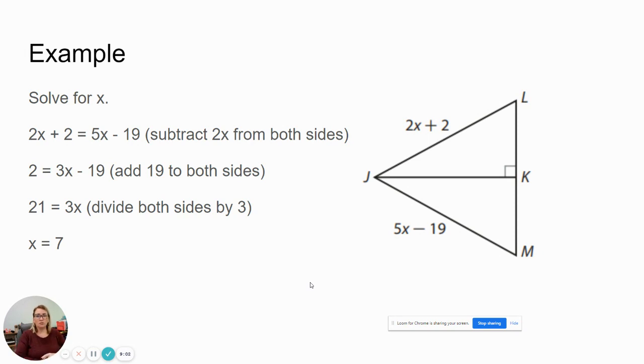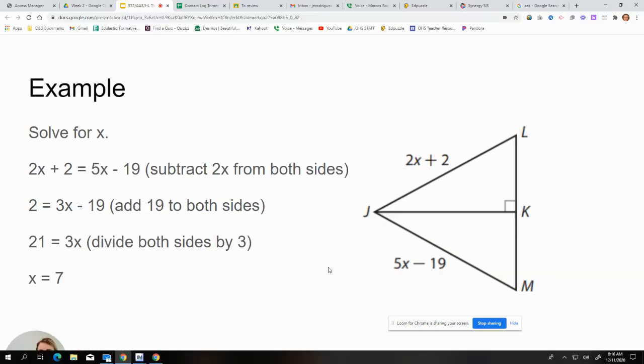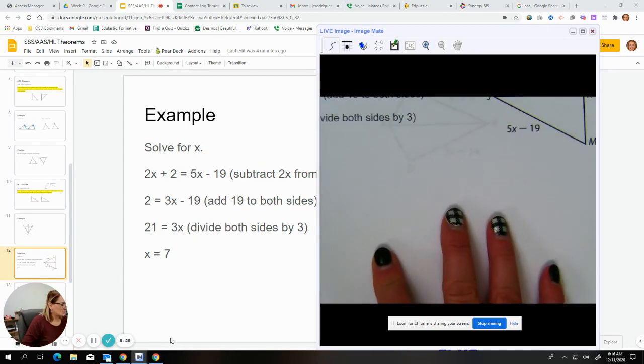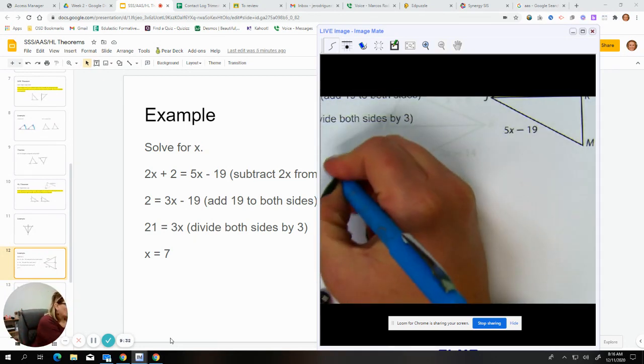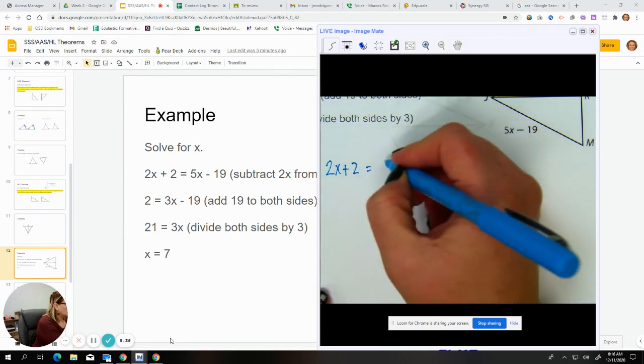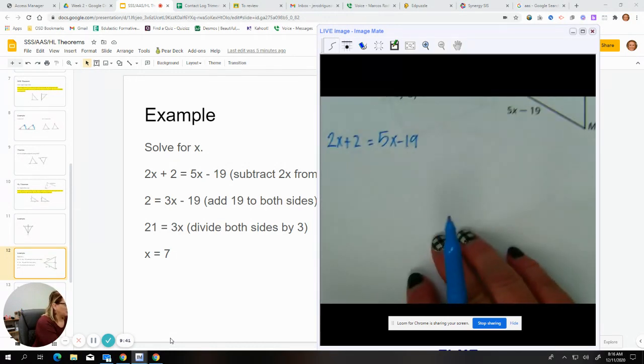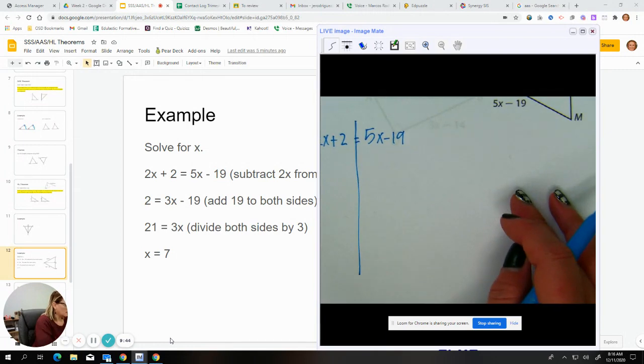Okay, and then we can use that rule like we did for side to actually be able to do some solving. So in this case, because we know that they're going to be equal because they're sharing a side, we're going to make their hypotenuses equal to each other. So I'm actually going to pull up this other one so that I can do the work with you guys, because I know some of you guys are visual. So we're going to say 2x plus 2 is equal to 5x minus 19. This side is equal to this side. And again, we have our imaginary line down the middle.